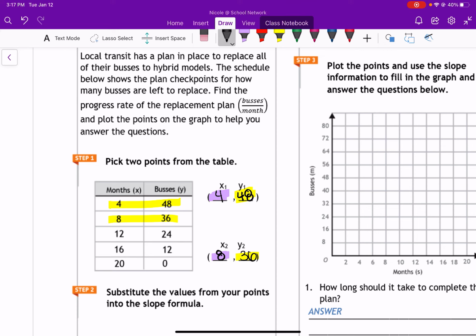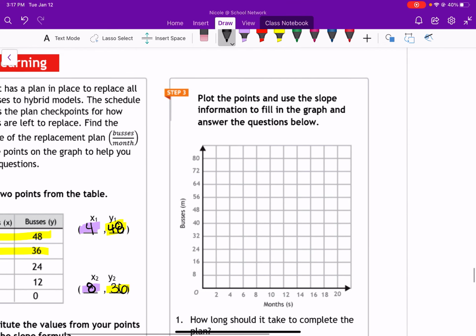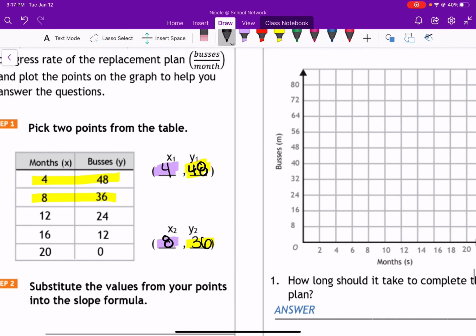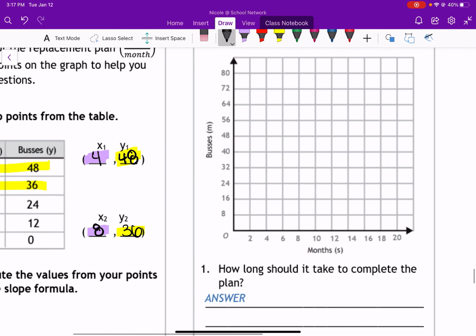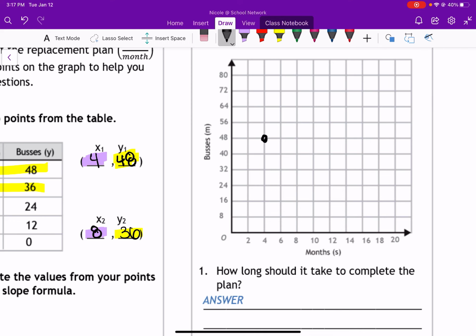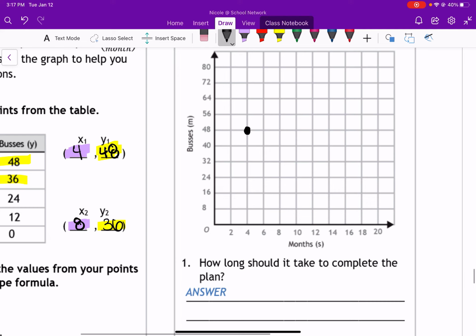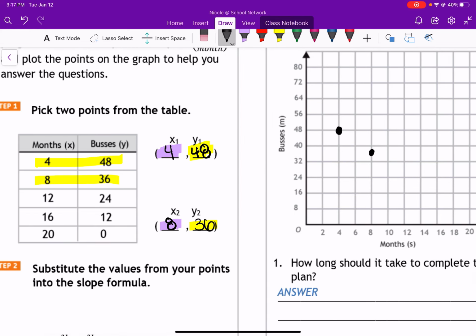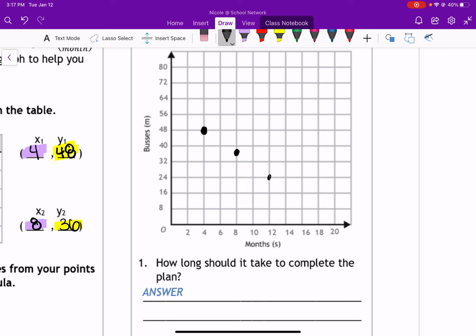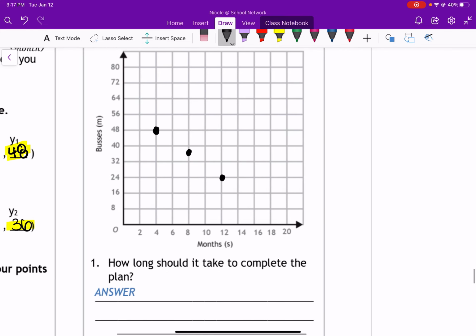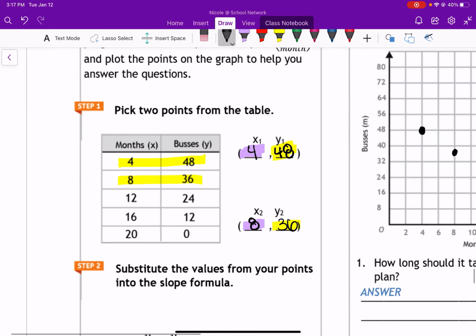So here, let's plot these points. So (4, 48), at 8 we have 36. So maybe right there. (12, 24). (16, 12). And 20.